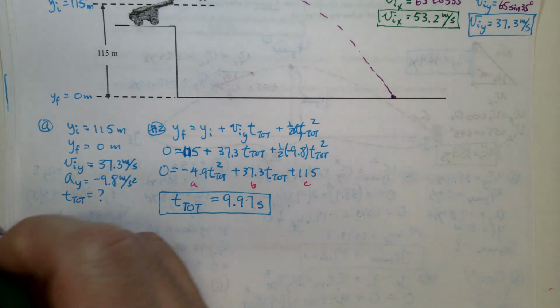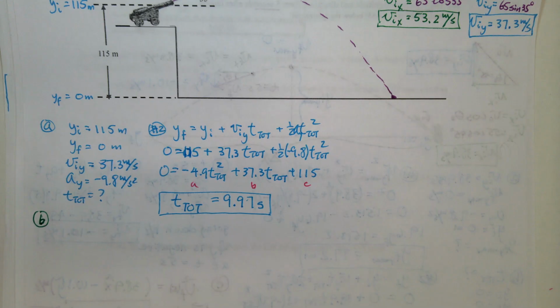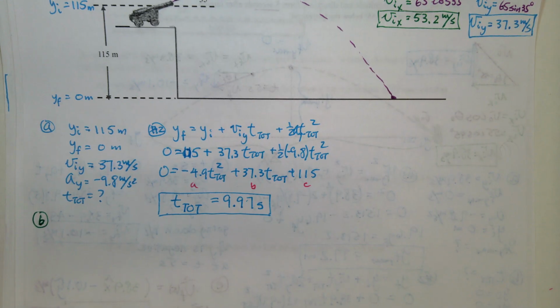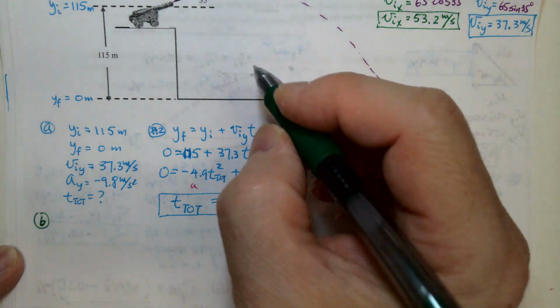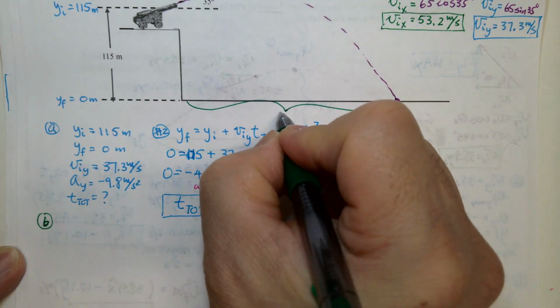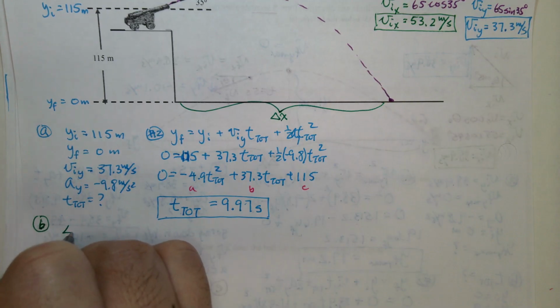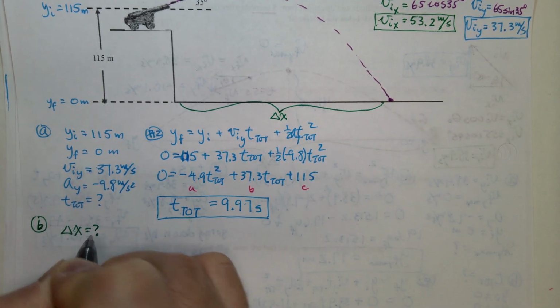Then for part B, is flight time of the projectile? No, that's A. How far away would the projectile strike the ground? Well, we're looking for my delta X right here then, right? So this is the delta X that I'm looking for in part B.